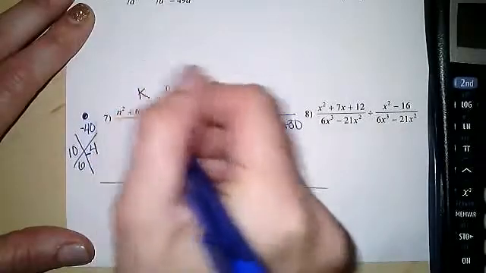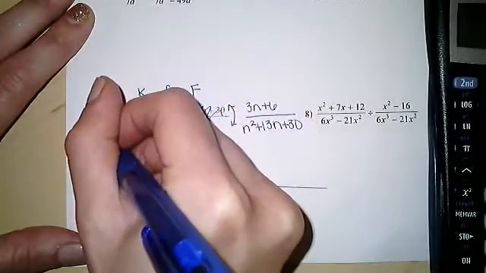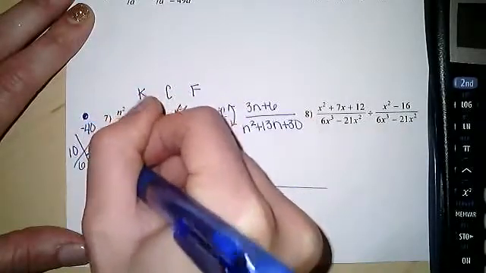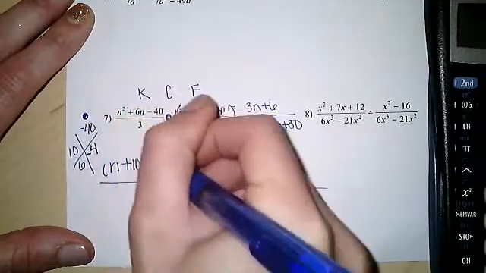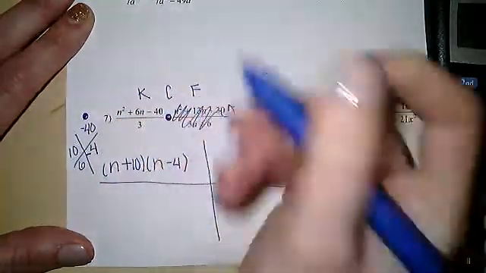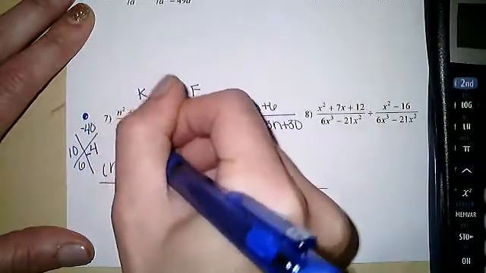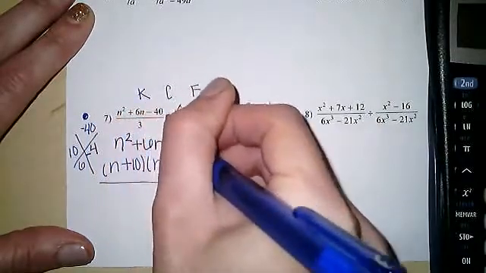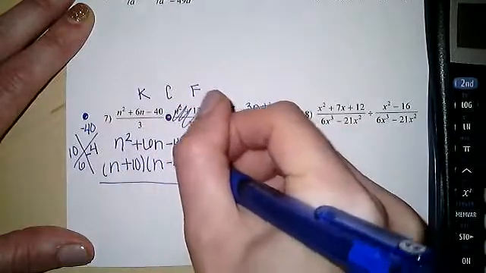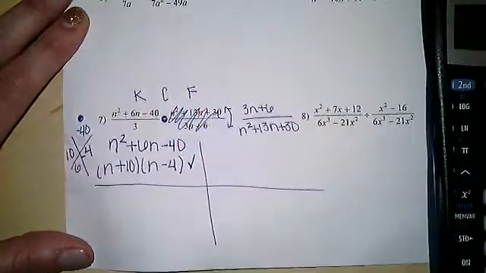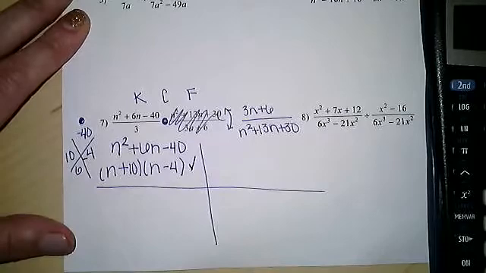So this factored problem would be n plus 10 and n minus 4. And if you needed the original problem written down, let me go ahead and put that on there for you. Once it's factored, you can put a check mark by it so you know what you're working with.